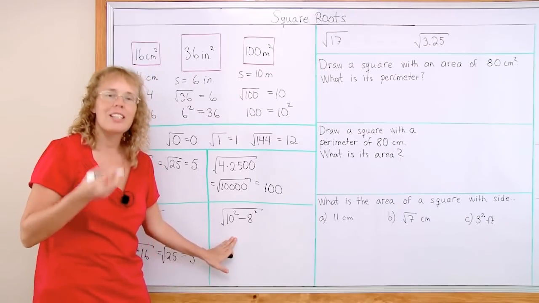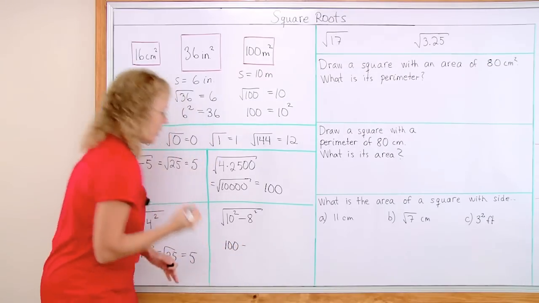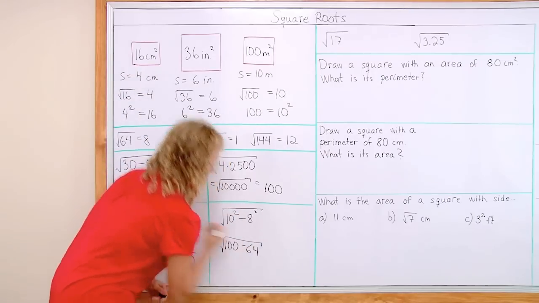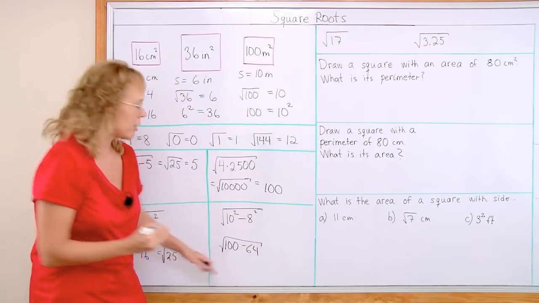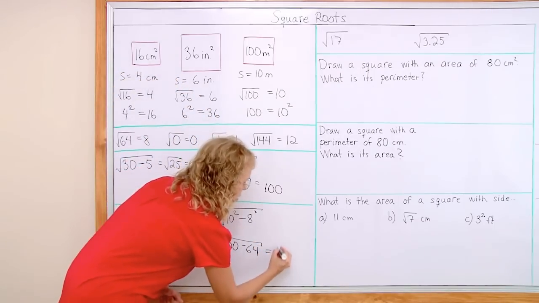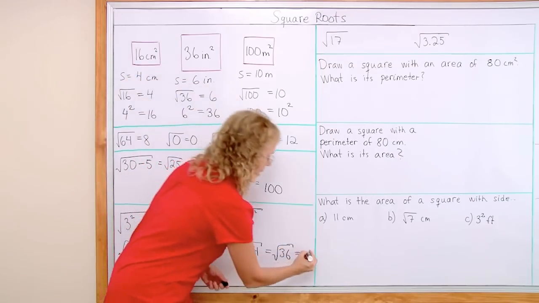Again, first we calculate 10 squared. So that would be 100. 8 squared is 64. And then lastly we take the square root, but first we still need to calculate the subtraction here. This is going to be square root of 36, which is then 6.